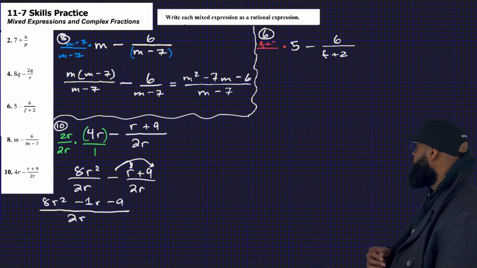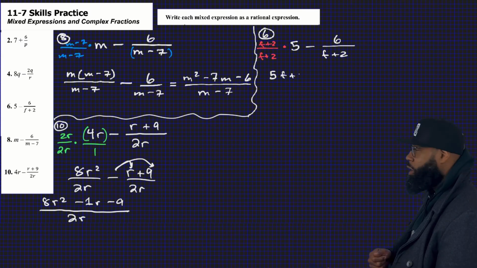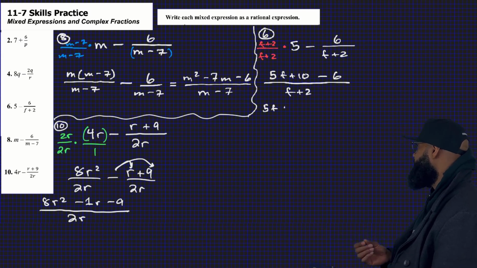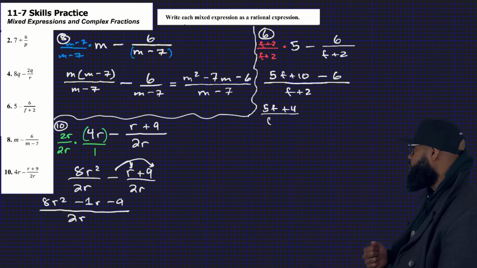F plus 2 is the denominator, so I'm going to use it to get a common denominator using the big 1, f plus 2 divided by f plus 2. And here we go. 5 times f and 5 times 2, 5f plus 10. Then of course we're subtracting 6 because that's the second numerator.